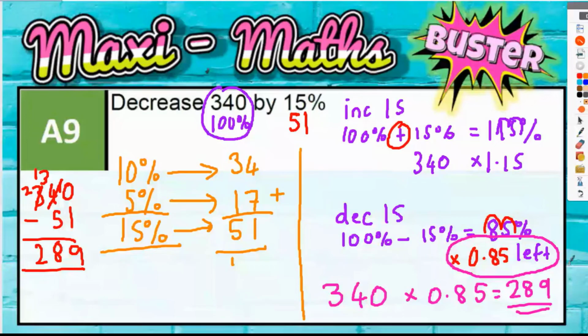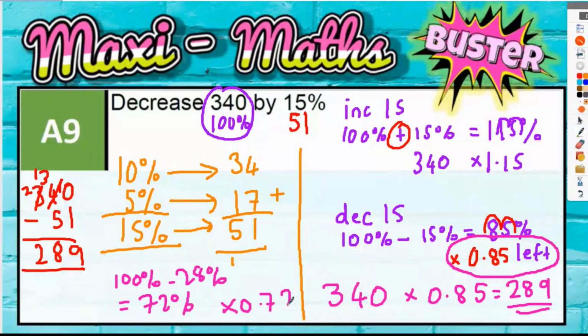Obviously, this method worked nice and easy because it was 15%, but had it been like 28%, that wouldn't have been so straightforward, and it would have been better to use the multiplier then, because decreasing by 28% would be 100, take away 28%, which would leave you with 72% left of what you started with, and your multiplier for that is times by 0.72.